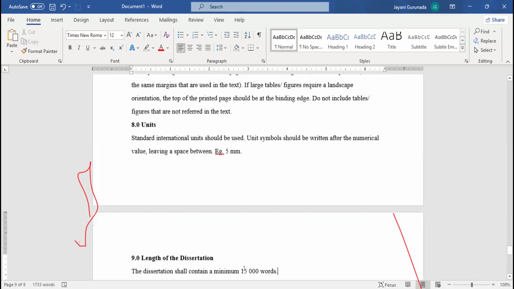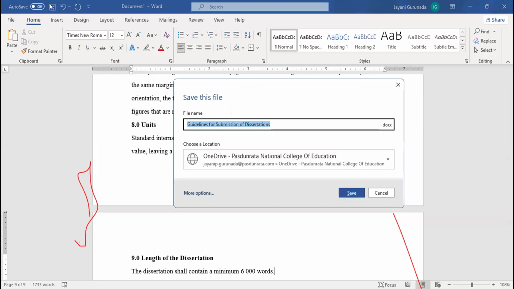Length of the dissertation, what is the number of words? How many words do you have to use? Are you sure that it is 6,000 words? Yes, madam. 6,000. It's a small number. 6,000 is right. Okay, right.